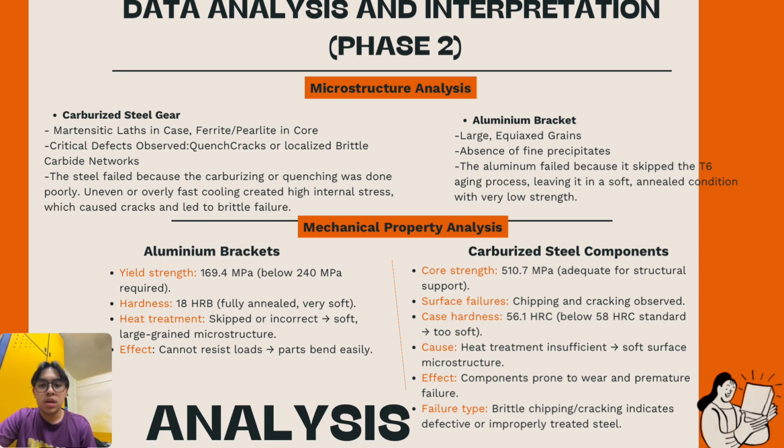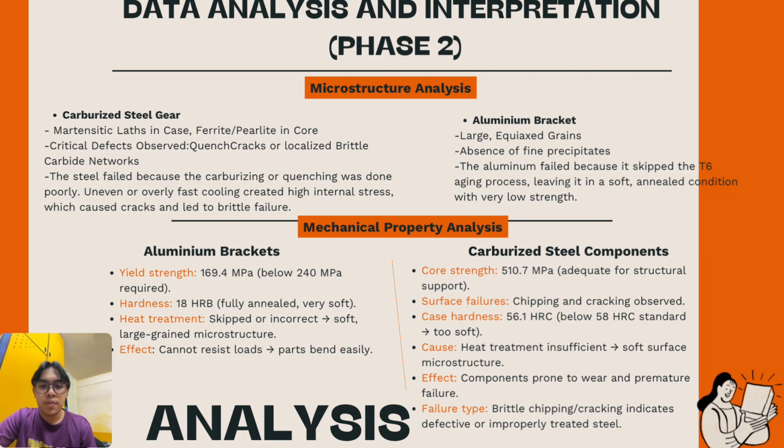From the microstructure, we can see martensite in the case and ferrite or pearlite in the core. However, there were critical defects such as quench cracks and localized brittle carbide networks. These defects occurred because the carburizing or quenching process was not done properly. Uneven or overly fast cooling generated high internal stresses, which eventually caused cracks and resulted in brittle failure.